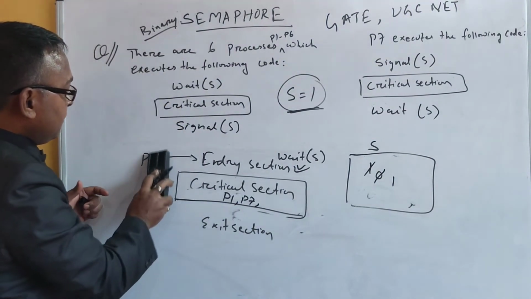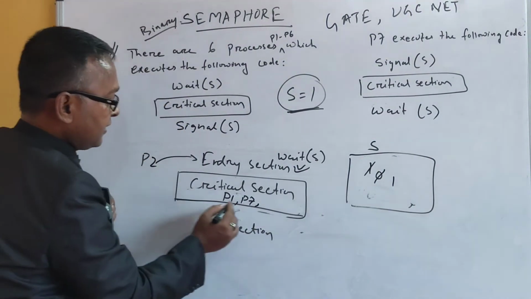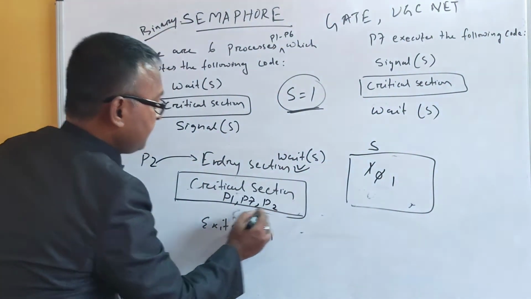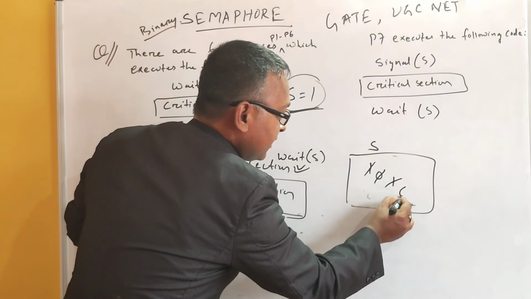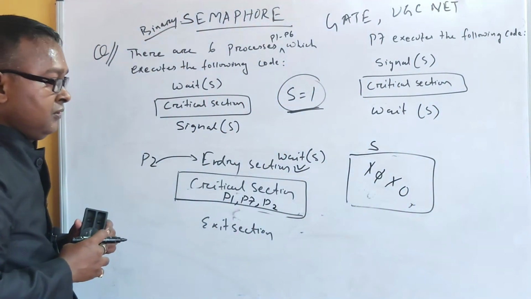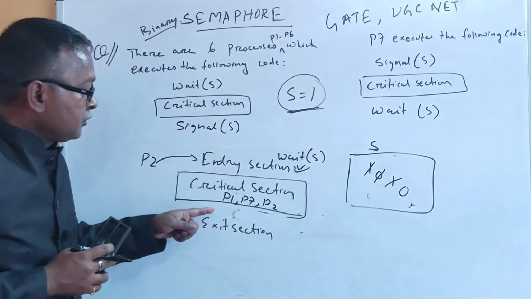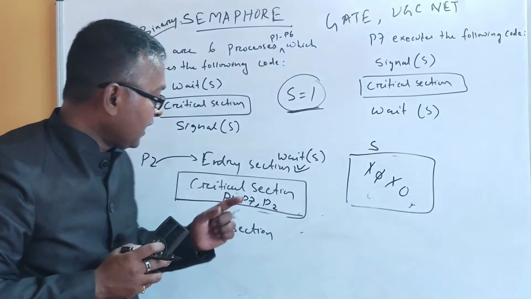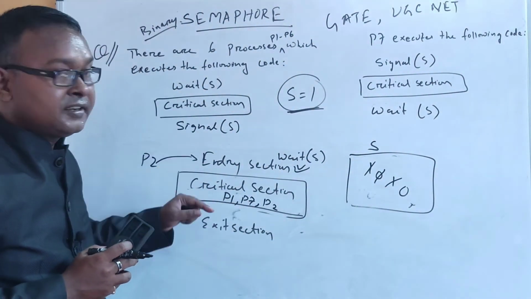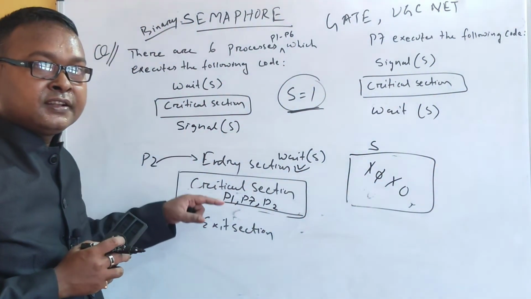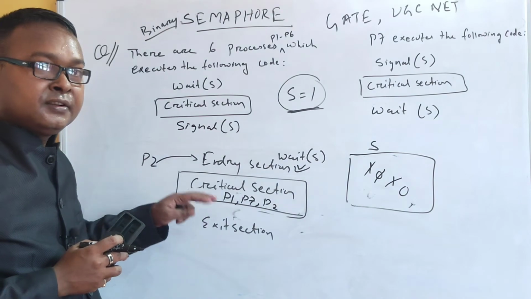P1 has entered, now P2 wants to enter. Yes, P2 can enter, because the semaphore value is 1. So P2 can enter, thereby decrementing the semaphore value to 0, right? So at this point of time, can any other process enter? P3 can enter? No. P4 can enter? No. P5 can enter? No. P6 can enter? No.